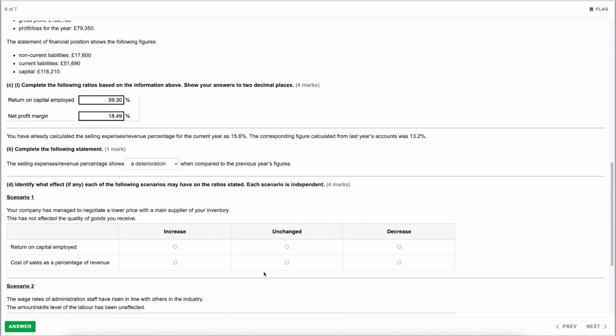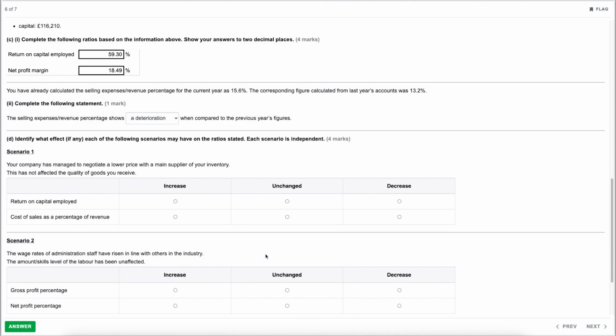Fantastic. Moving on to part D then. Identify what effect, if any, each of the following scenarios may have on the ratios stated. Each scenario is independent, and this is worth 4 marks. Scenario 1, your company has managed to negotiate a lower price with a main supplier of your inventory. This has not affected the quality of goods you receive. So think about how the inventory would affect your first one on the list here, return on capital employed.